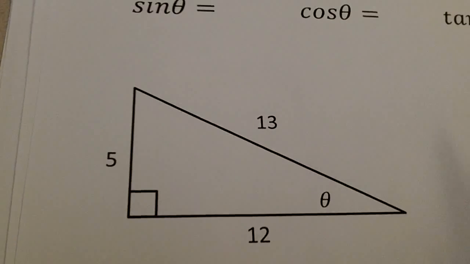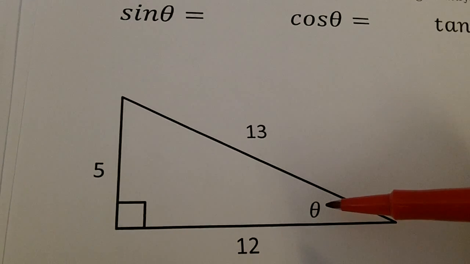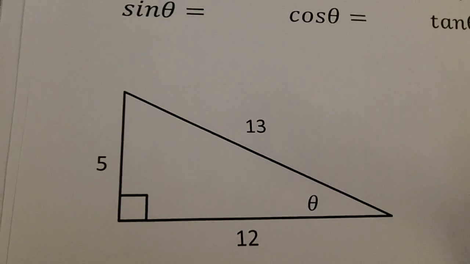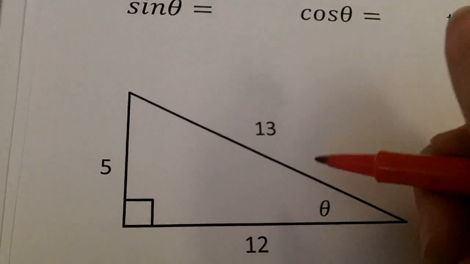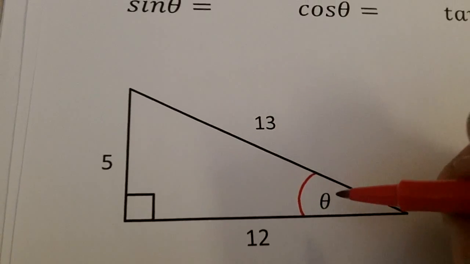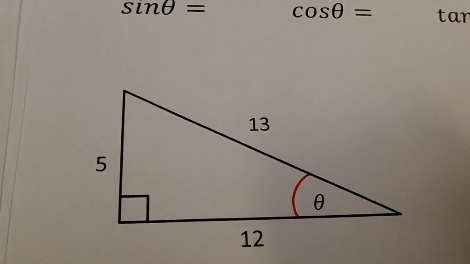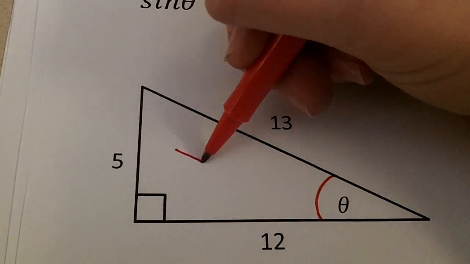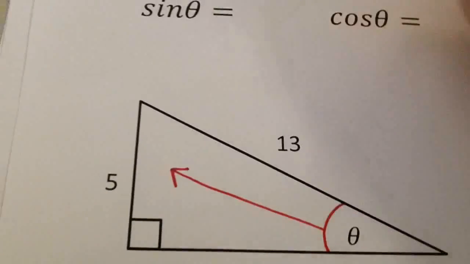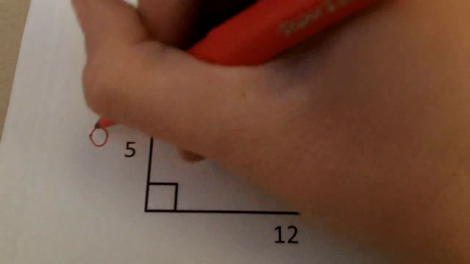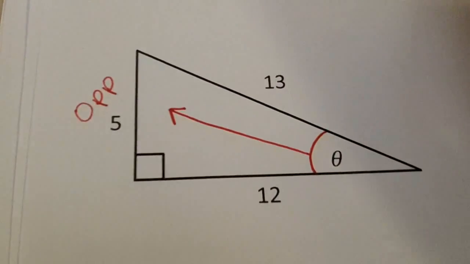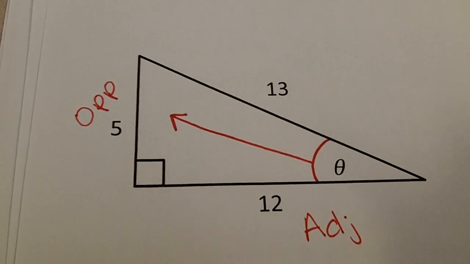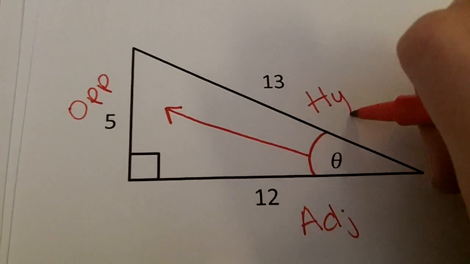If you look at our right triangle here, this symbol means theta. It is a Greek letter. This is the angle that they're talking about in this triangle. With respect to this angle, we can label the 2 legs of the triangle. The 5 is opposite theta, so we can label it as the opposite side. The 12 we call adjacent, and the 13 is the hypotenuse of the triangle.